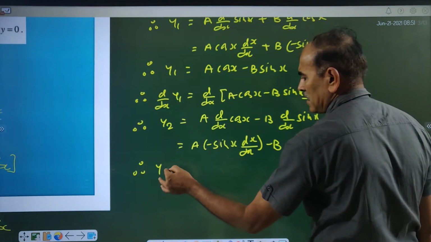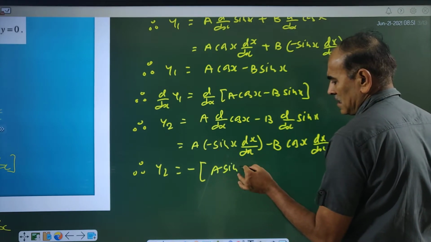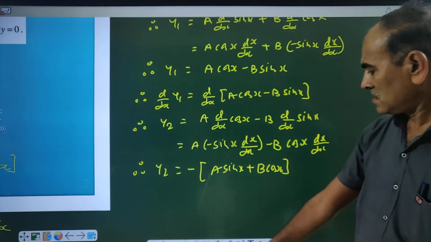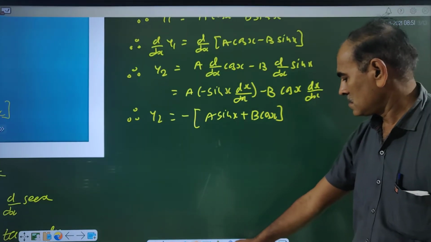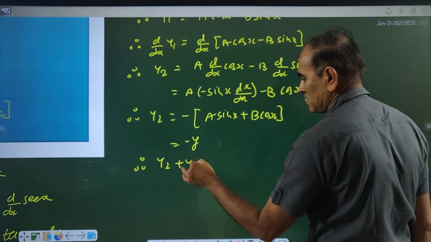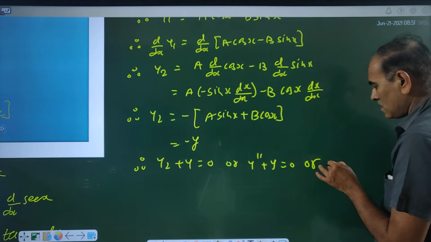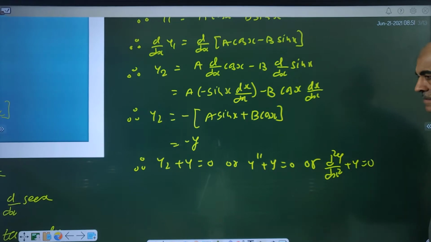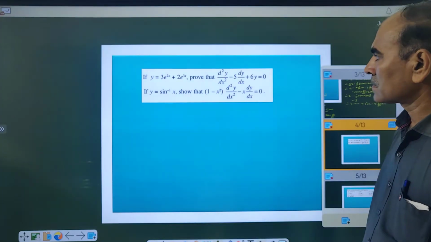So therefore, what we get, y2 is equal to, take the minus sign common because there is minus here also. Minus, a sin x plus b cos x. See? What is that? y. So that is equal to minus y. And therefore y2 plus y is equal to 0. Or you can write y double dash plus y is equal to 0. Or you can write d2y by dx squared plus y is equal to 0. Yes. Next one.